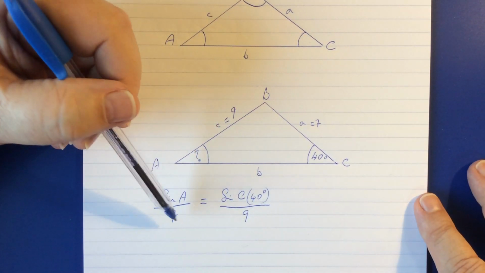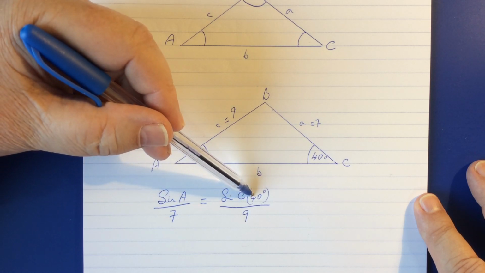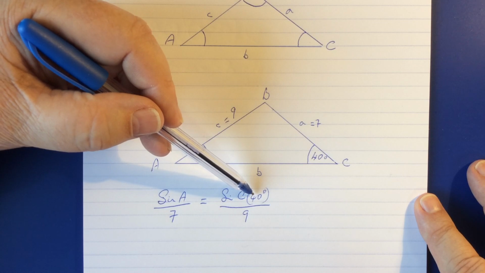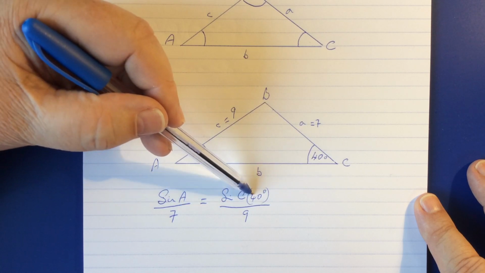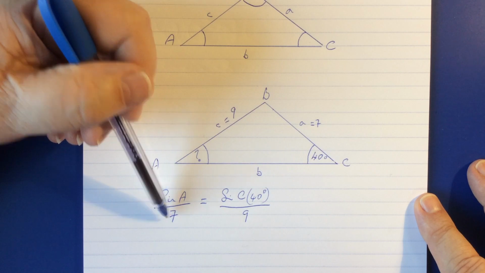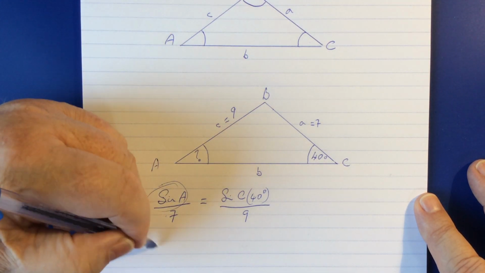Now, we can find this value. The sine of 40 degrees is simply a matter of looking something up on a set of tables or in a calculator. So we know what this is. We've got a number for this. We obviously have these two. The thing that we don't have is this. So, a tiny little bit of algebra.